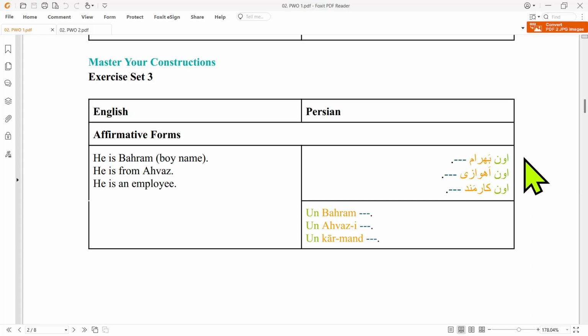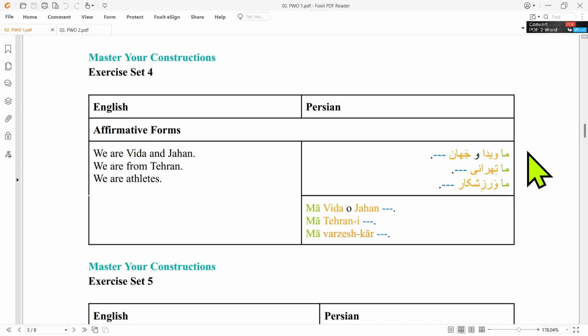Now let's practice with the third person singular un e. He, she, it, is. Take a look at the sentences in Persian and English and tell me how we can say he is Bahram, he is from Ahvaz, and he is an employee. We would say un Bahrame, un ahvaziye, un karmande.